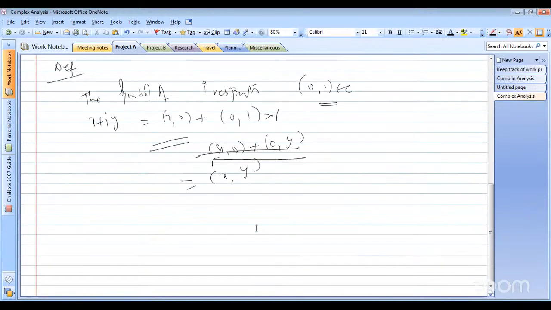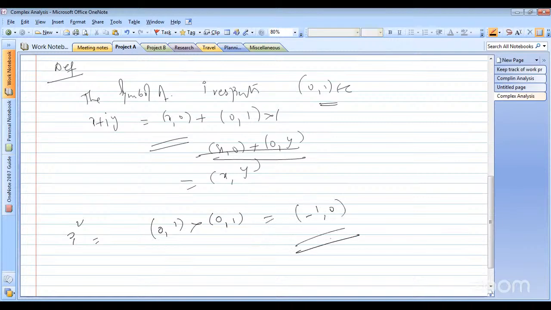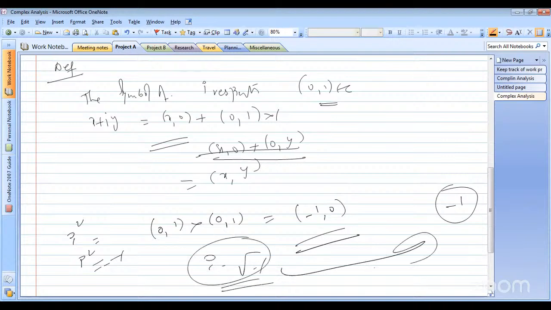We can observe that i square is equal to 0 comma 1 into 0 comma 1. Multiplying 0 comma 1 into 0 comma 1, the real and imaginary parts give minus 1 comma 0. With the identification, we are taking minus 1. So i square is equal to minus 1, therefore we are writing i squared equals minus 1. The condition of 0 into 1 and 0 into 1 is minus 1 comma 0.